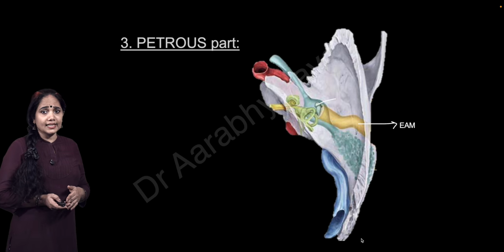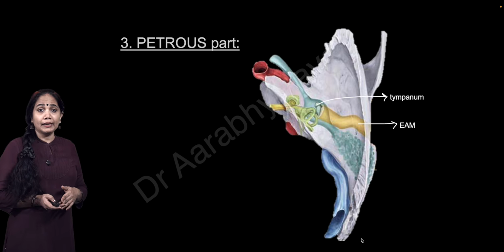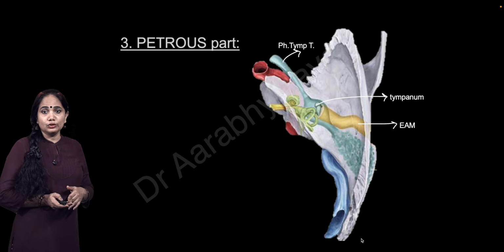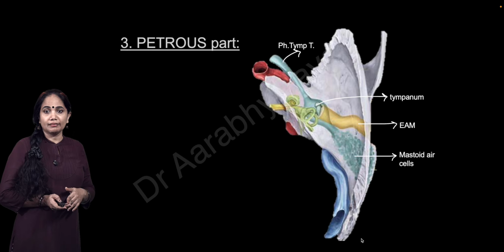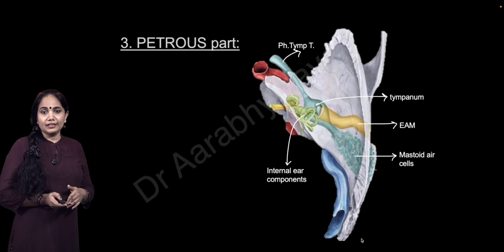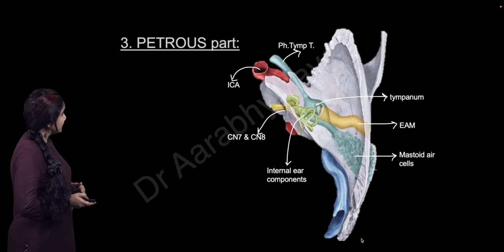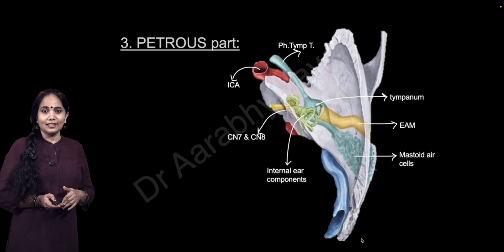So that is the external acoustic meatus. Here we have the tympanum or the middle ear, which continues anteriorly as the pharyngotympanic tube, and posteriorly it forms the mastoid and the mastoid air cells. It is continuous with the mastoid space. Medial to that we have the internal ear components, the semicircular canals, and then the cranial nerves 7 and 8 entering through the internal acoustic meatus, plus anteriorly it is related to the internal carotid artery.